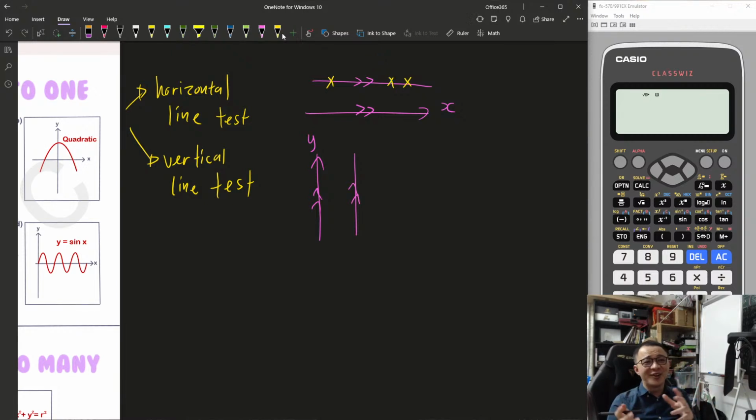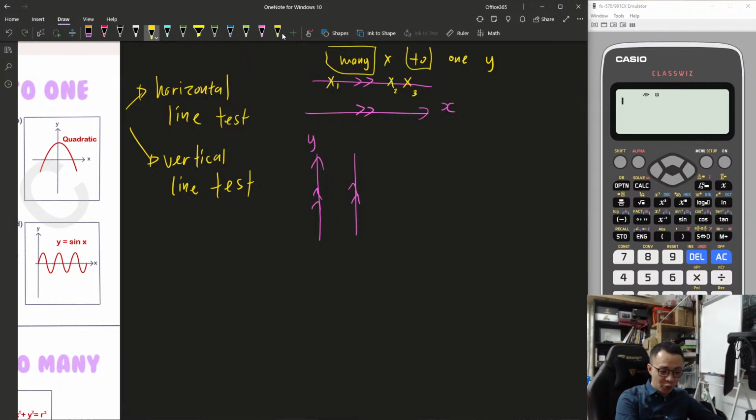Of course, the graph can get much more complicated than this, but you don't need to know in such detail. But let's say I do the horizontal line test and I touch 3 points. What does that mean? Many x values map to one y value. So this can be x1, x2, x3. In short, we call this many-to-one.